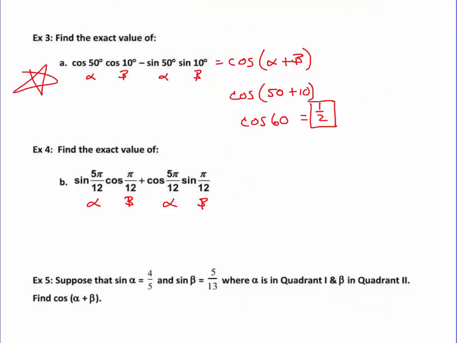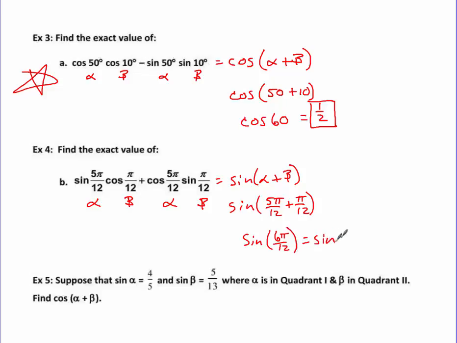So head back over here. This is going to be sine of alpha plus beta. So this is sine of 5 pi over 12 plus pi over 12. So this is sine 6 pi over 12, which is really sine pi over 2. Sine of pi over 2 is 1.